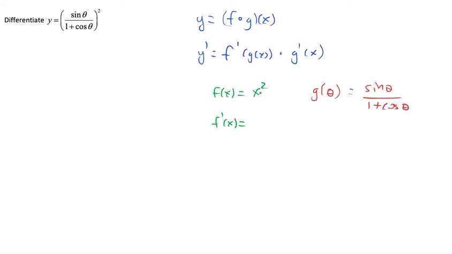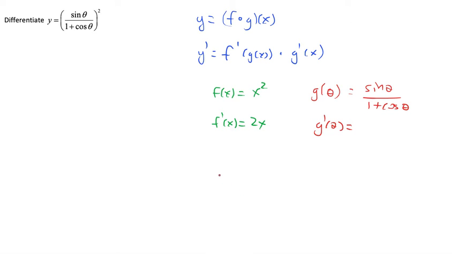Well, the derivative of x squared is just 2x. Here's where you've got to be a little bit tricky. What is the derivative of the inner function? What is the derivative of this guy? In this case, we have to use the quotient rule. Well, wait a minute, what is the quotient rule?